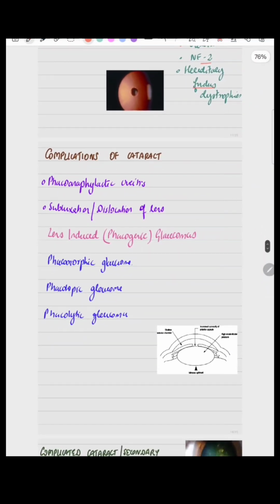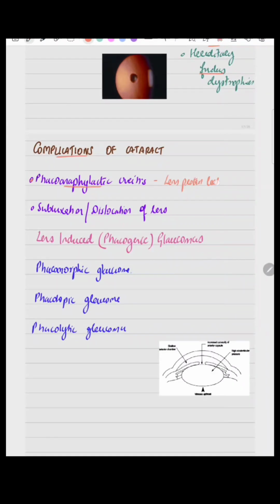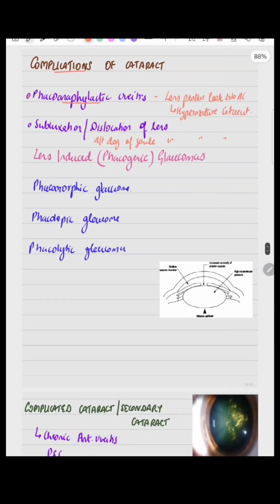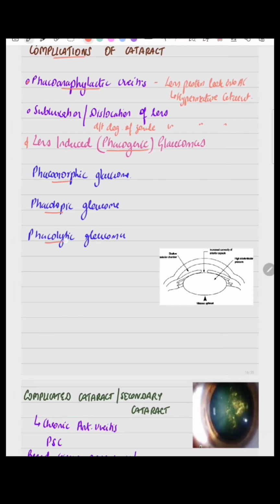Now coming to complications of cataract, there can be phacoanaphylactic uveitis, that is, lens protein leaks into the anterior chamber in hypermature cataract. Or there can be subluxation or dislocation of the lens due to degeneration of zonules in hypermature cataract. Or there can be lens induced glaucomas, known as phacogenic glaucomas. Phacomorphic, phacotopic or phacolytic glaucoma can be there.